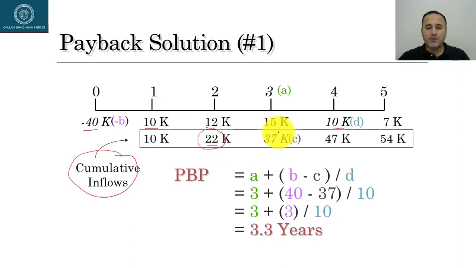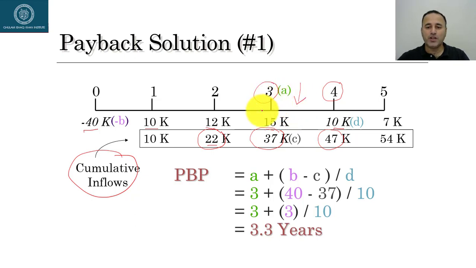For the first 3 years I'm getting $37,000 back. How? 22,000 plus 15,000, which is $37,000. And in the first 4 years I'm getting $47,000 back. If you see my initial investment of $40,000, I'm able to recover this investment between year 3 and year 4. So my payback period is somewhere in between. The way we calculate it is, first of all, you have to identify the 2 years on the timeline in between which the payback period lies.